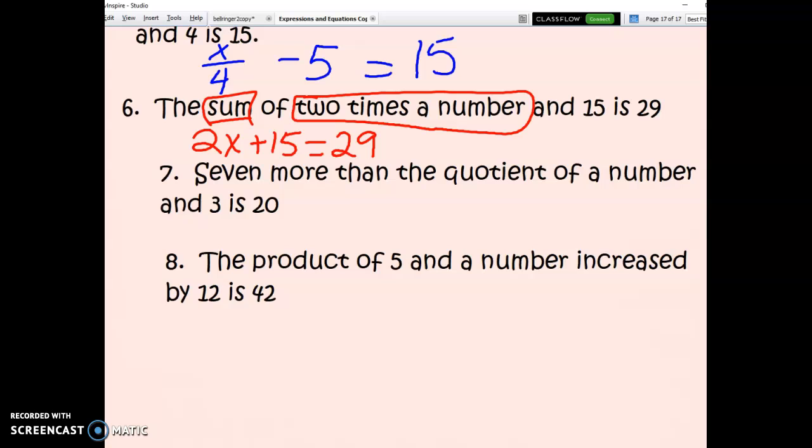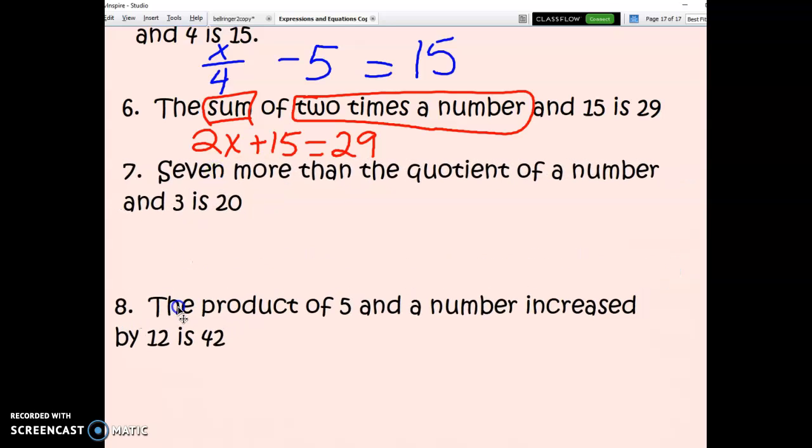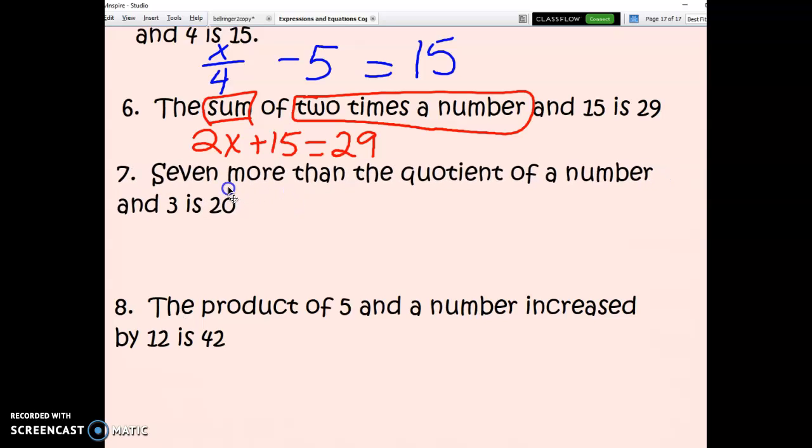Here's our next example. 7 more than. That keyword, more than, means we're going to add. So 7 more than the quotient of a number. We don't know that number, so we'll call it x. Quotient means to divide. 7 more than that means we're going to add 7, and our sum is going to be 20.